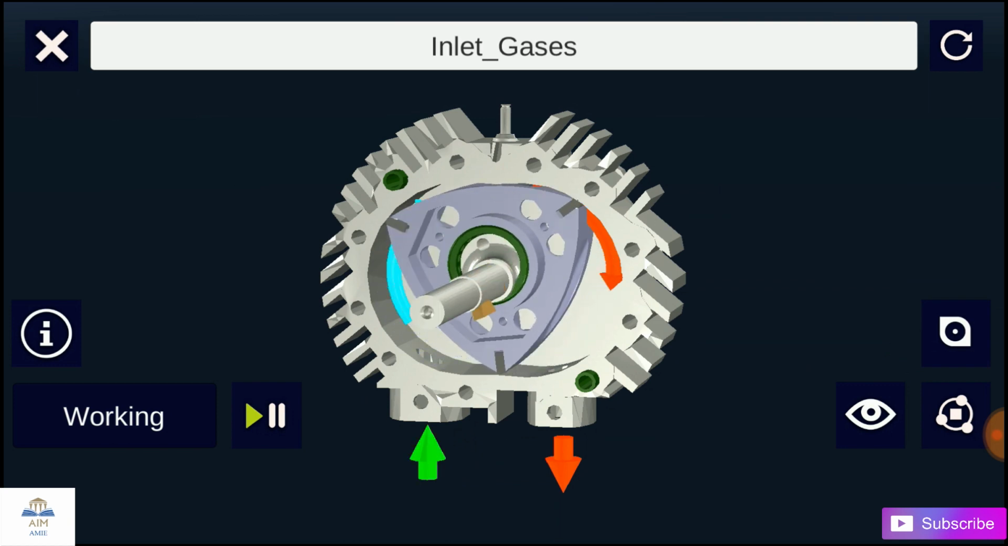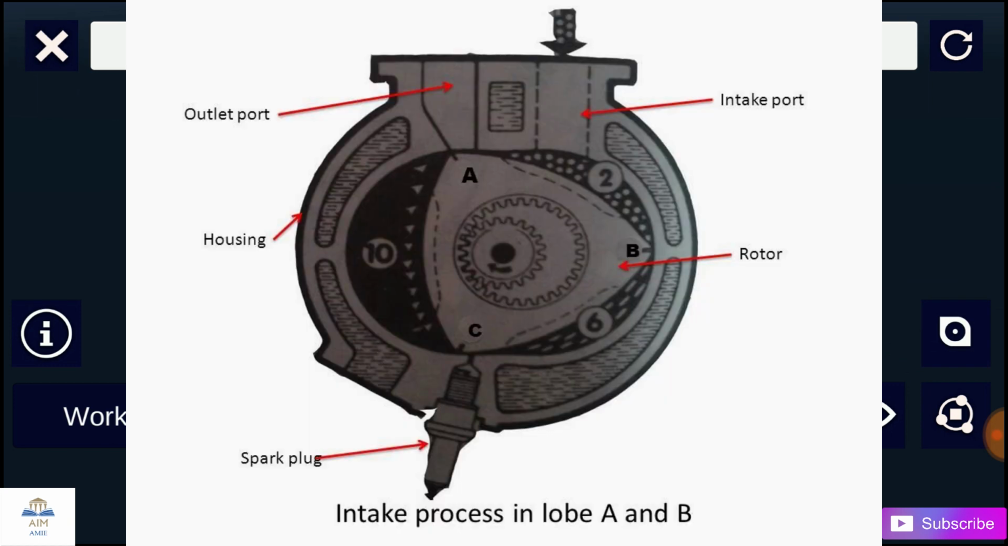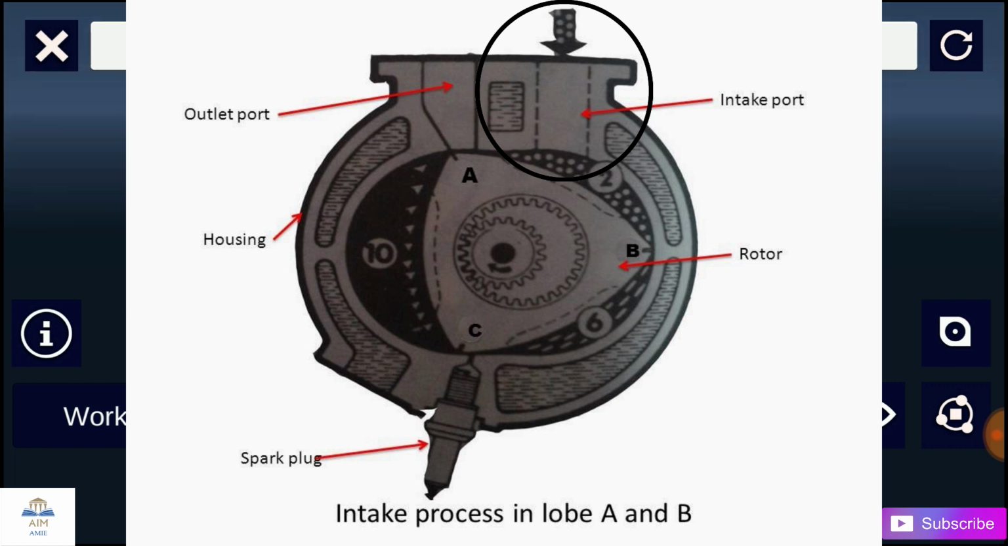The intake process. Intake means taking the air-fuel mixture into the engine. When the lobe moves, the space between the lobe and C expands. This causes the air-fuel mixture to enter the engine through the inlet port to fill the space. When lobe C passes the intake port, the space between A and C is sealed off.